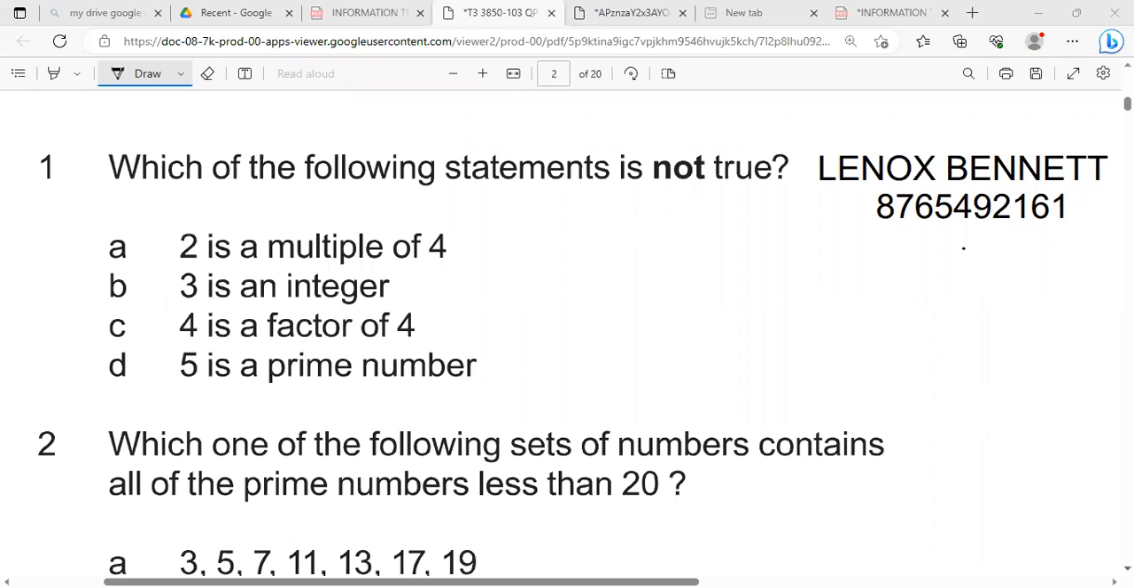All right. Number one, say which of the following statement is true? 2 is a multiple of 4. That is a lie. All right, multiples of 4 are like 4, 8, 16, and so on. All right. So since this is a lie, we now made it.